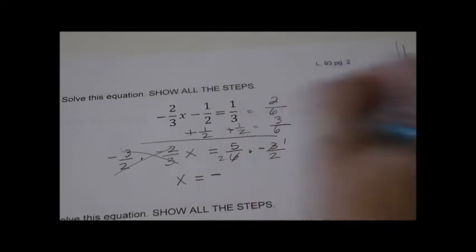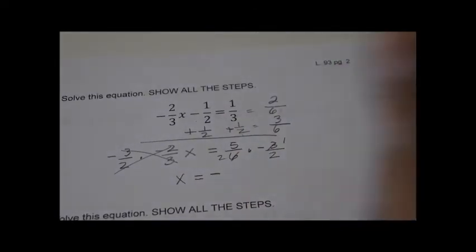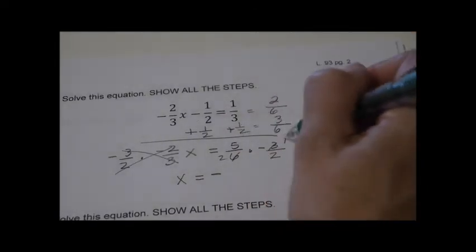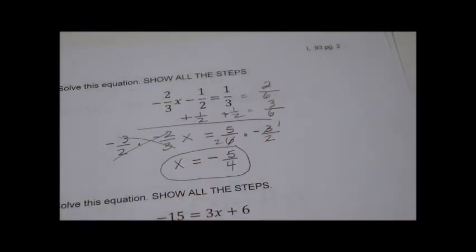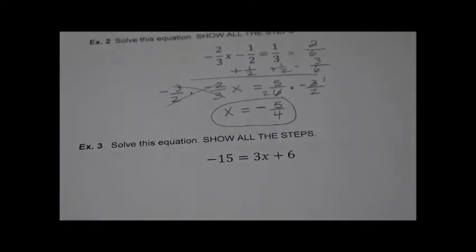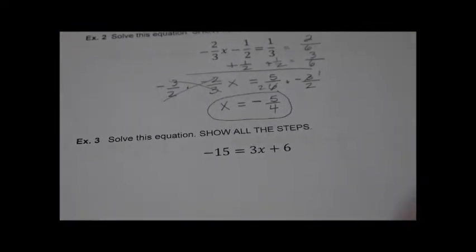And now I see that I can do a little bit of cross canceling. And so now I have 5 times 1 is 5/4. Negative 5/4. And we can leave it like that. You don't need to write negative 1 and 1/4. And there we go.